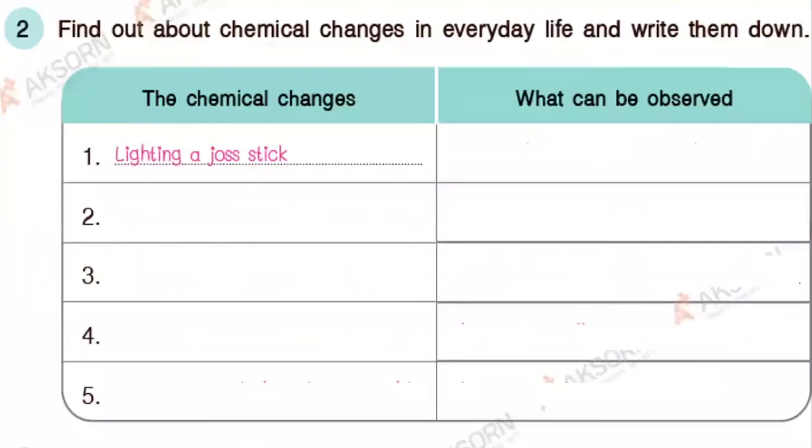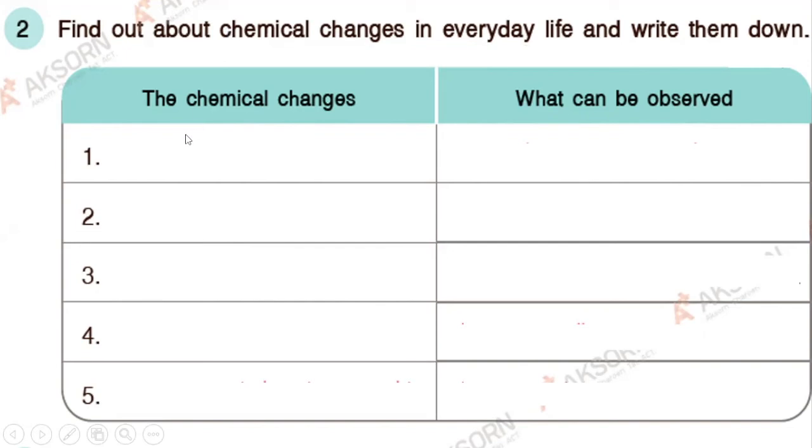All right, next exercise. Number 2, find out about chemical changes in everyday life and write them down. I give you 3 different examples, okay? We have a table, and there are 5 rows. We have to fill it up: the chemical changes and what can be observed.